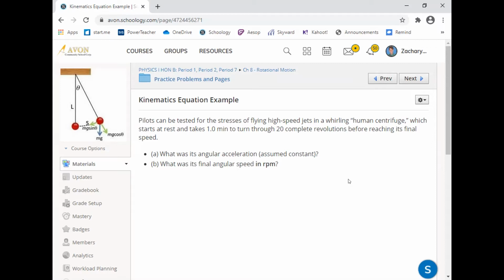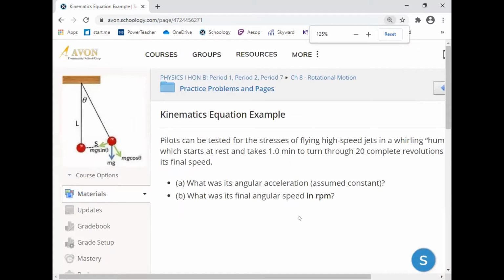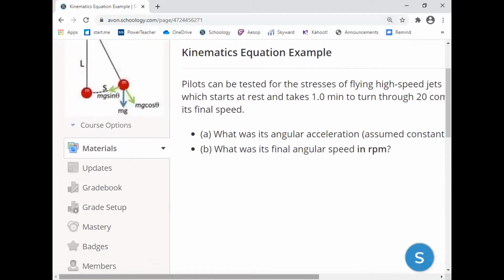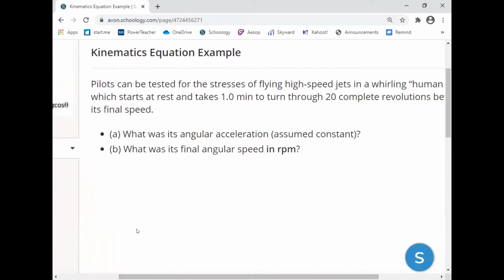And let's just talk about A for a second. So what I'd like you to do is see, now that we have the other equations, if you can set this one up. So start with the knowns and unknowns for this.